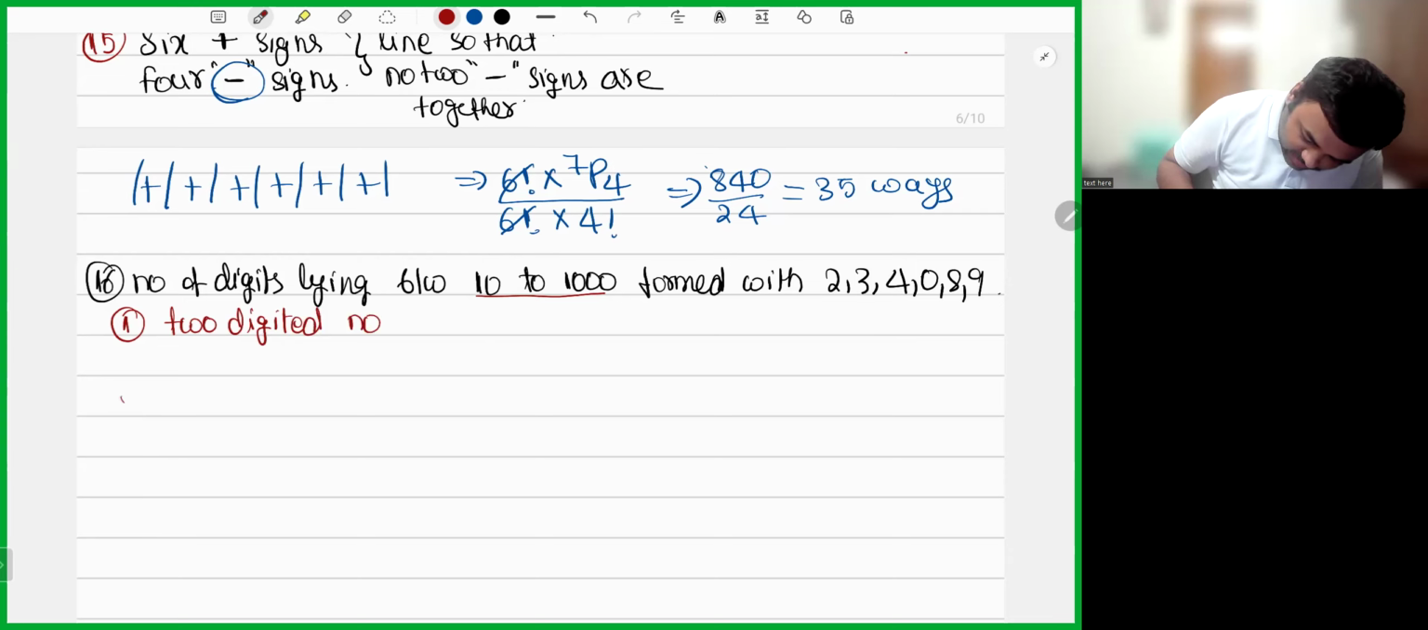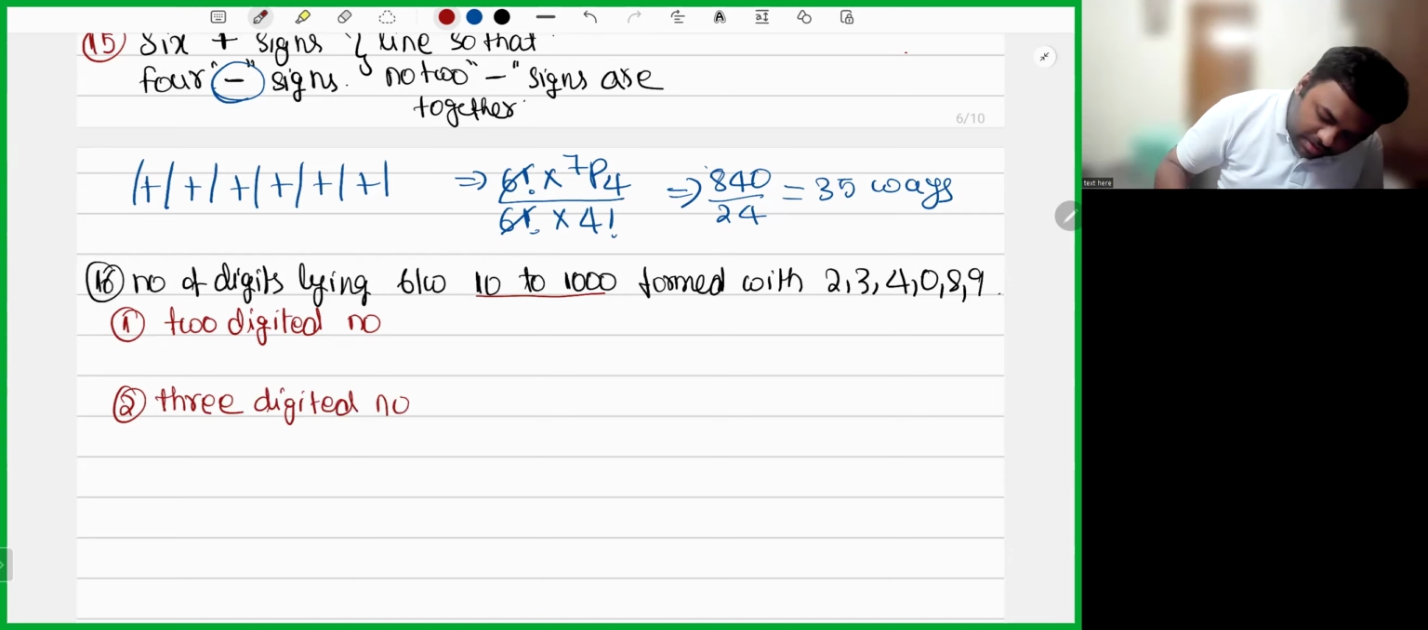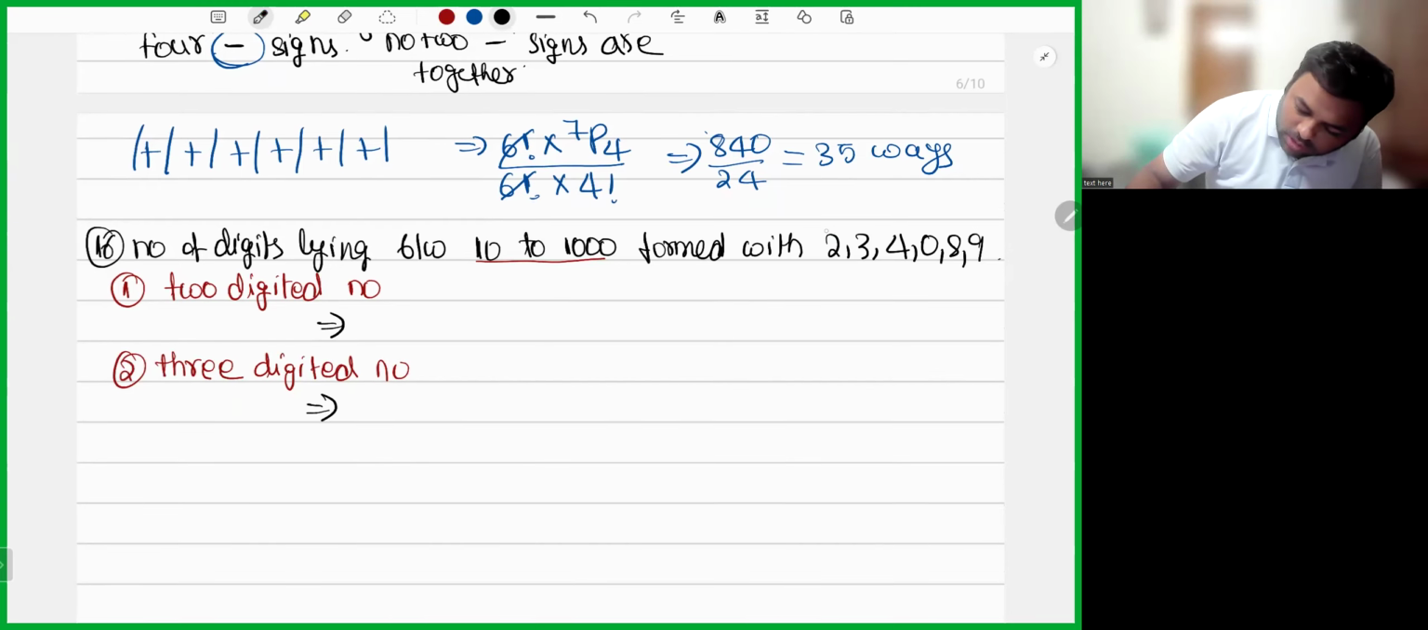Next, 3-digit number is possible. 4-digit number is possible? No, sir. 2-digit number is possible and 3-digit number is possible. So 1, 2, 3, 4, 5, 6. N is equal to 6. R is equal to 2.